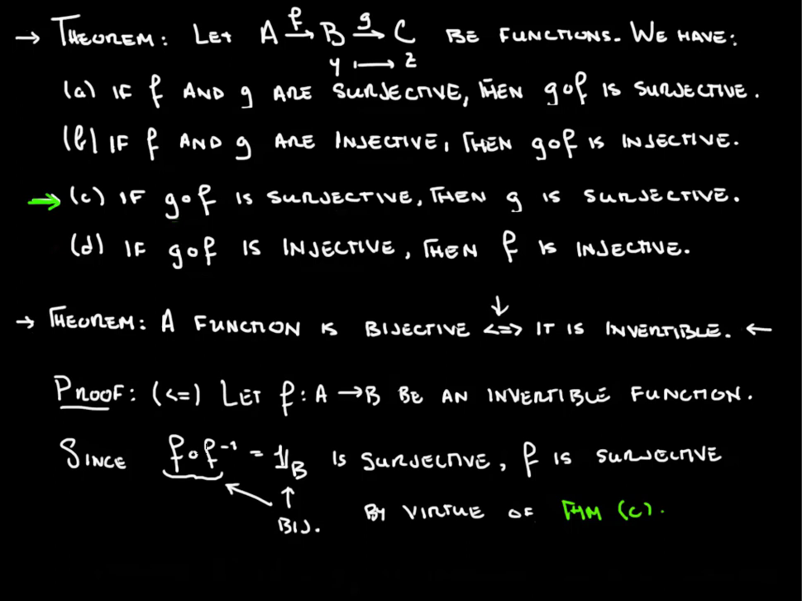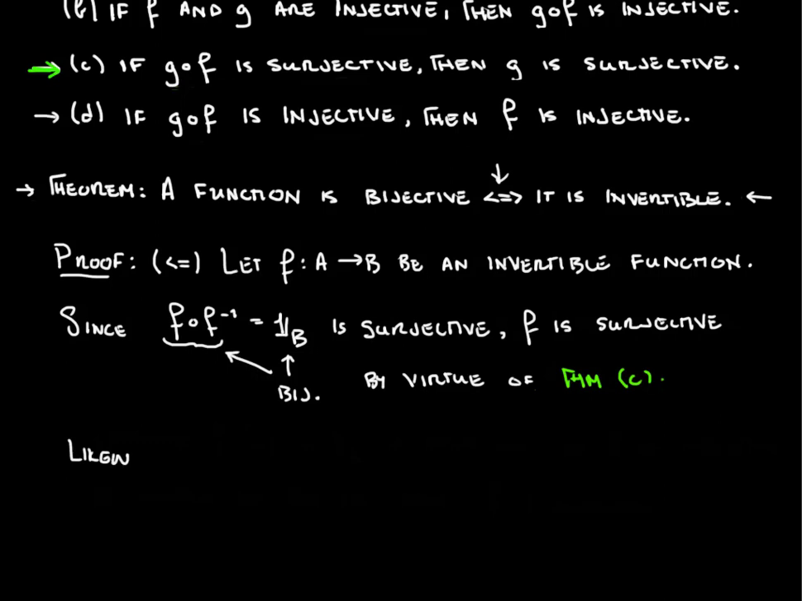Now, if we tried to use the same theorem, theorem D, on this composition, we'd only be able to show that f inverse is injective. Our theorem doesn't allow us to say anything about the injectivity of f. But when we switch the order of f and f inverse, it's still going to give us the identity function. So we can use the same argument. So let's do that.